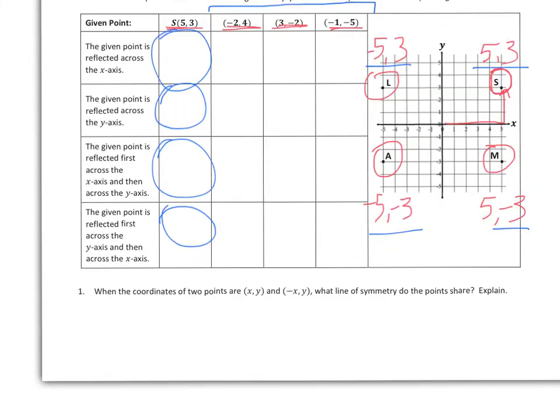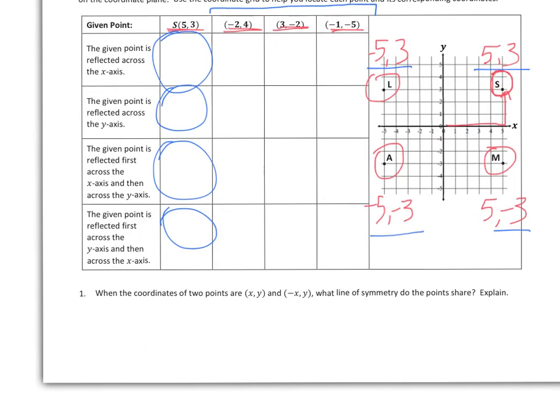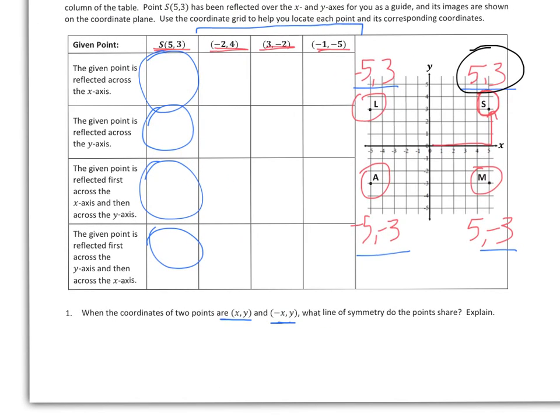So down here, it's asking us when the coordinates of 2 points are x, y and negative x, y, what line of symmetry do the 2 points share? Well, let's look at our example up here. So here we've got x, y, because x and y are both positive, and then we've got negative x, y right here. Whoop, sorry guys. Negative x, y is right there.